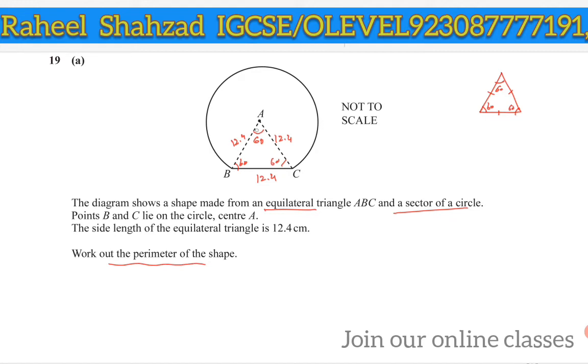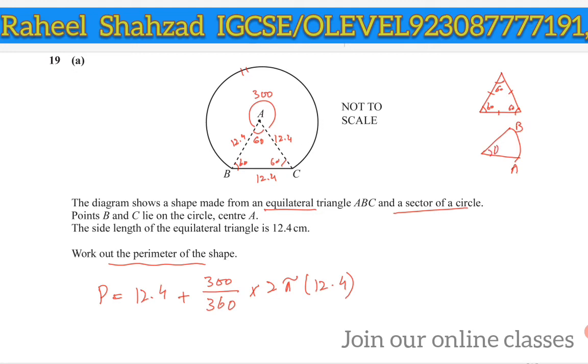So the perimeter of the shape is, this is 60, this is going to be 300. So this bigger arc BC is an arc with radius 12.4 and angle 300, plus 12.4. So perimeter will be equal to 12.4 plus 300 divided by 360 into 2 pi r. Remember that for arc length, this is arc AB, this is theta, this is r. So arc length AB is equal to theta divided by 360 into 2 pi r.